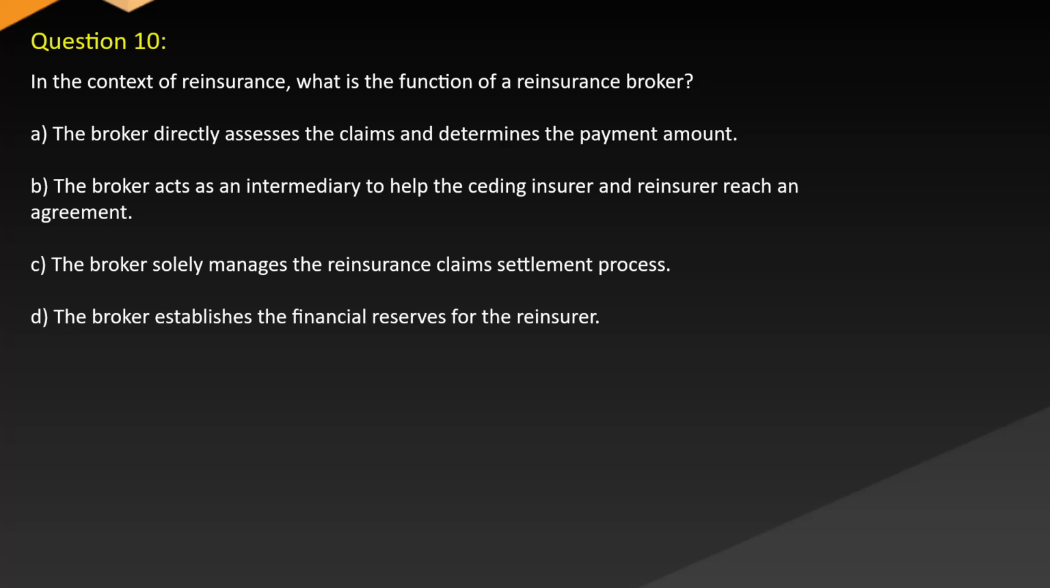Question 10. In the context of reinsurance, what is the function of a reinsurance broker? A. The broker directly assesses the claims and determines the payment amount. B. The broker acts as an intermediary to help the ceding insurer and reinsurer reach an agreement.